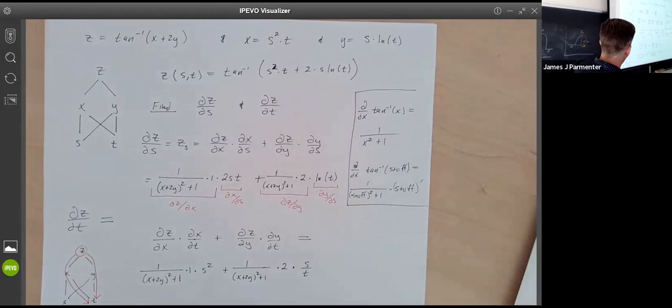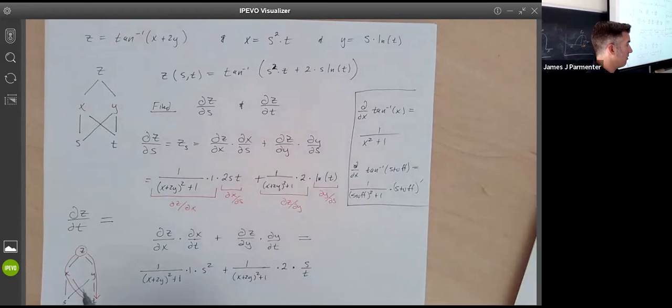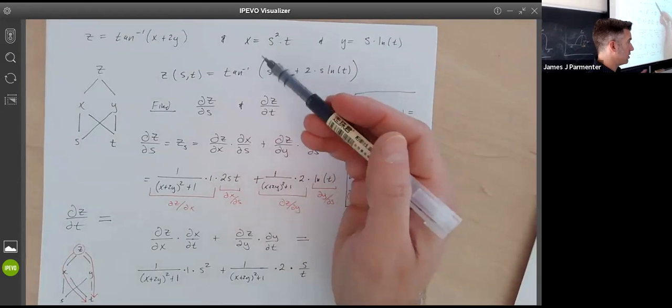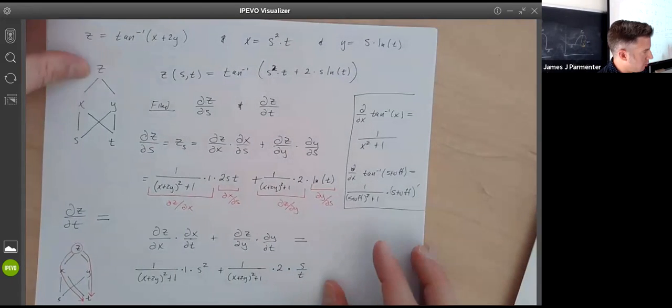You might have noticed, you might not have noticed, here when I was talking about del x del t and del y del t and del x del s and del y del s, I was saying del because they are partial derivatives, because x and y are both functions of multiple variables. So when we differentiate them, we're doing partial derivatives. Again, not a huge deal, but just want to point out what's going on.